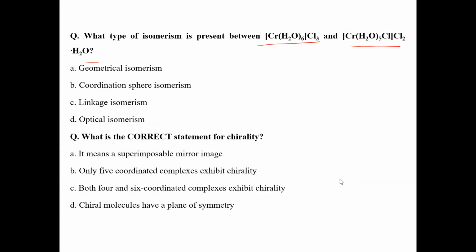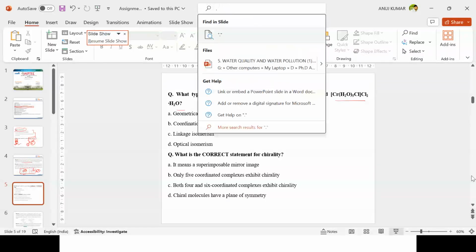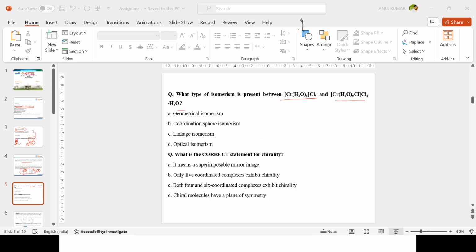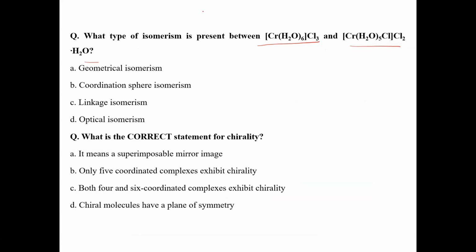So in the first one, you can see there are different ligands in the coordination sphere, right? In the first complex, they are different, and in the second one, they are also different, in this coordination sphere. Okay, so you can get a basic idea from here what isomerism will be there.